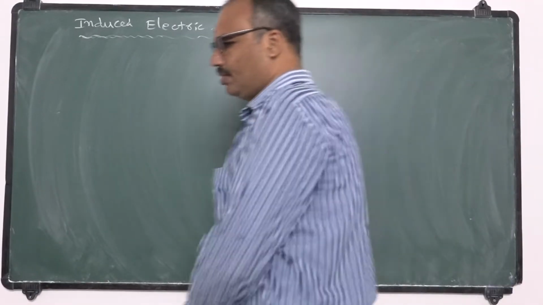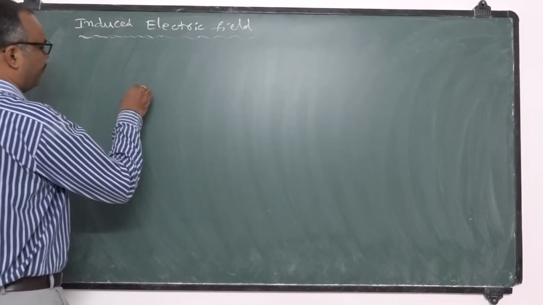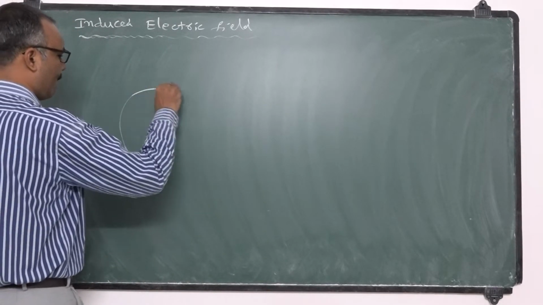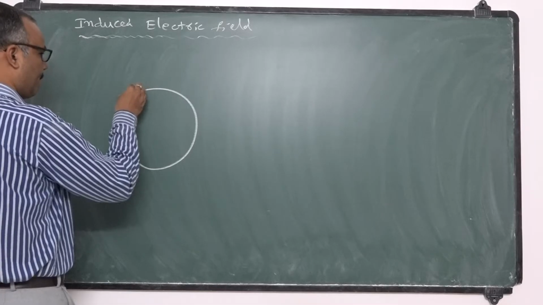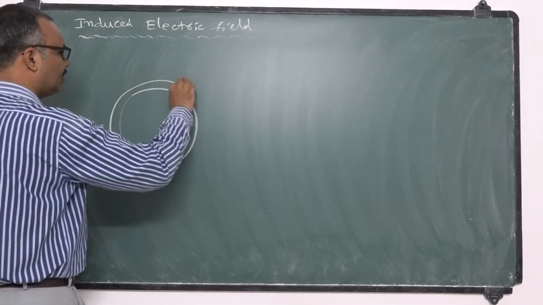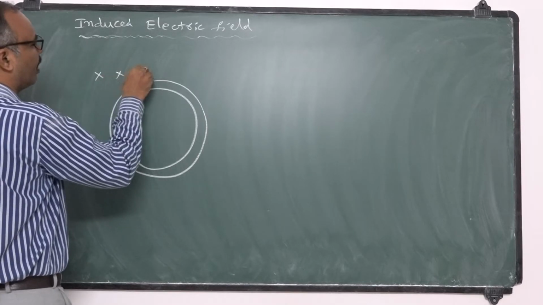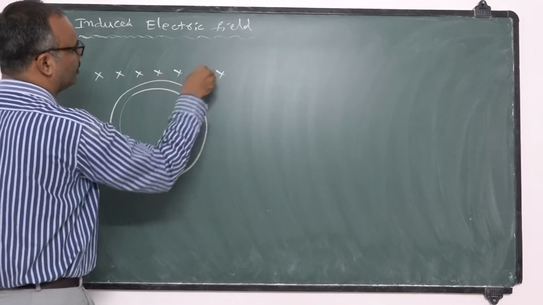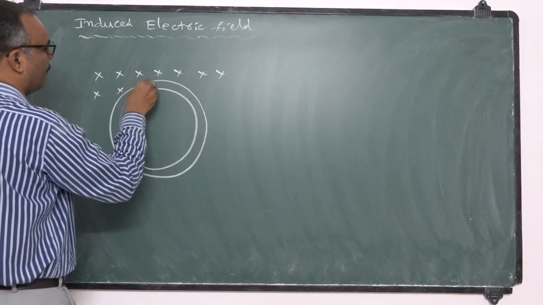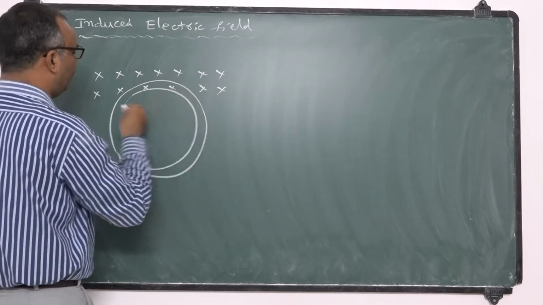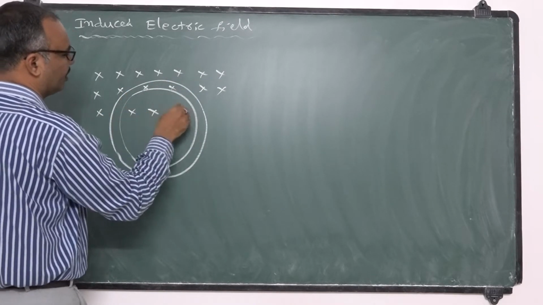If suppose there is a ring like this, this ring is kept inside a uniform magnetic field like this.